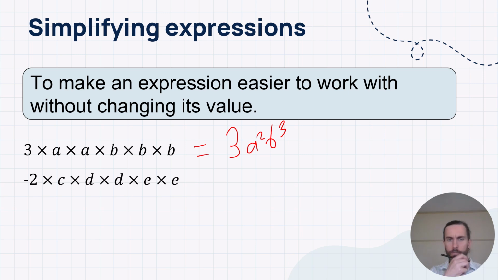Let's look at just one more. What about this one? So we've got the minus 2 still. Like I said, we can get rid of the multiplication signs, but they are still there. So 2 minus 2c. And we've got two d's, so it's going to be d squared. And we've got two e's, so it's going to be e squared. Now the key is that both of these sides of the equations still have the same value. We've just made it a little bit nicer to work with.